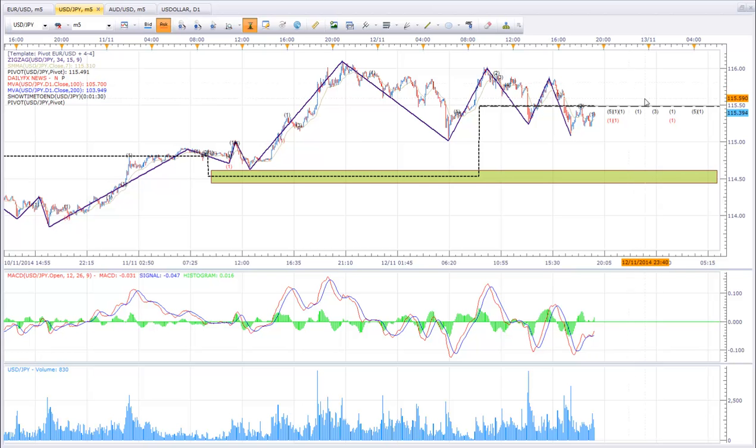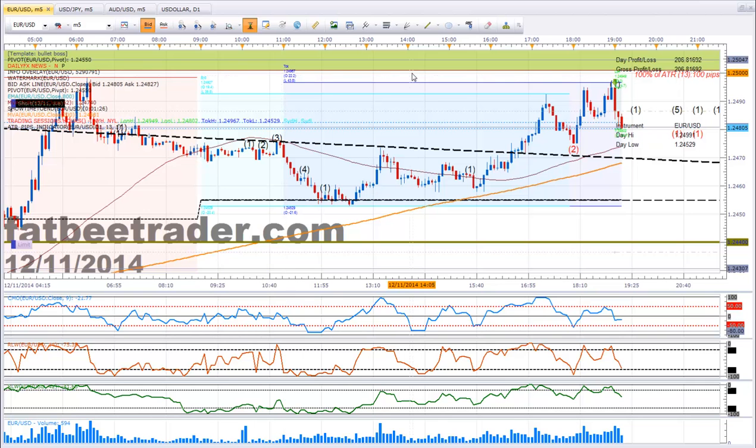So that's pretty much it for now, guys. Like I said, focusing on the euro to the short side and the yen to the upside. That's it for now.